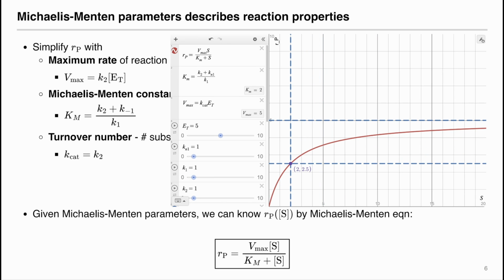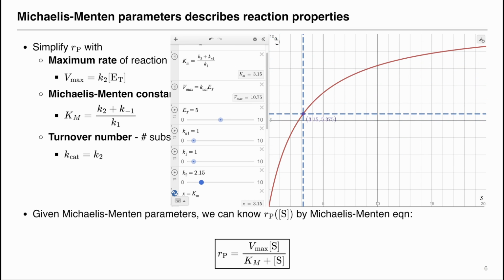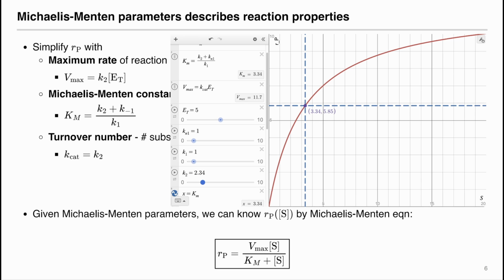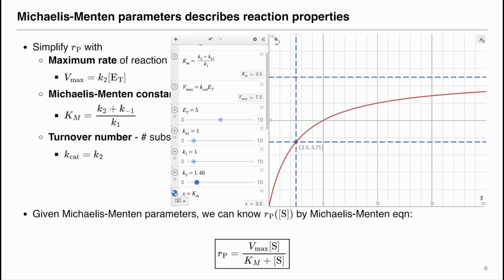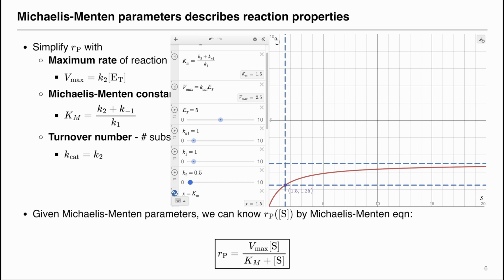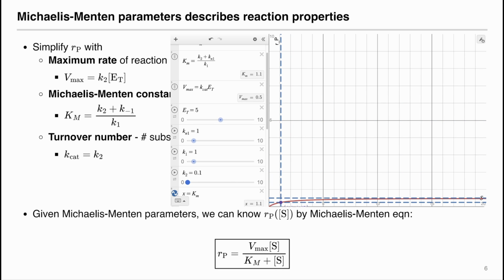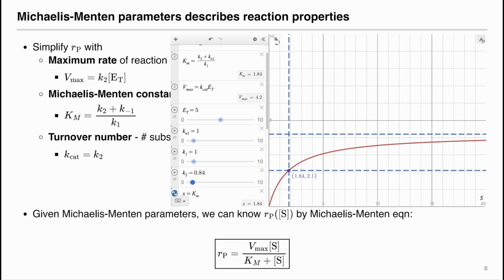If I change K2, it not only affects the Michaelis-Menten constant, but also the maximum rate Vmax. So if I increase K of 2, note that the maximum rate increases and the shape of the graph shifts. If I decrease it, both the shape of the graph and the maximum shift too.